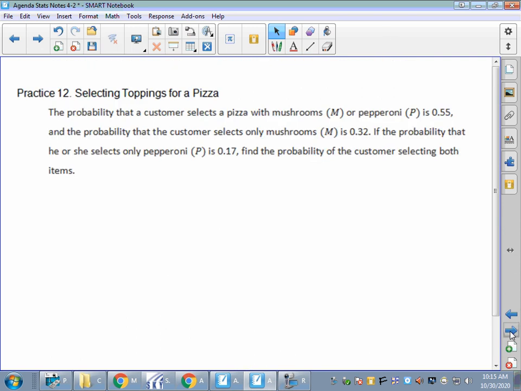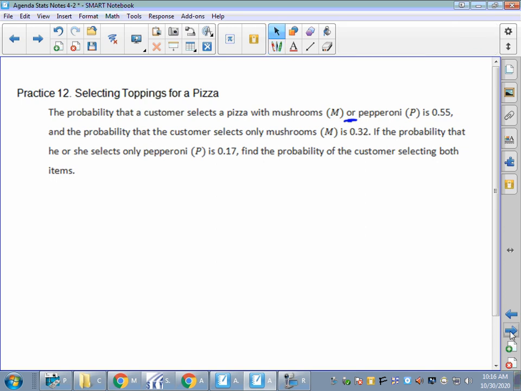Let's make ourselves a Venn diagram. So pizza. Everybody likes pizza. Well, I hope everybody likes pizza. The probability that a customer selects a pizza with mushrooms, M, or pepperoni, P, let's simplify things, is 0.5. Mushrooms or pepperoni. The probability that a customer selects only mushrooms is 0.32. If the probability that he or she selects only pepperoni is 17%, find the probability of the customer selecting both.